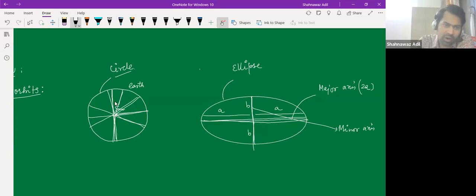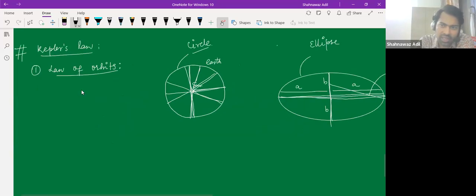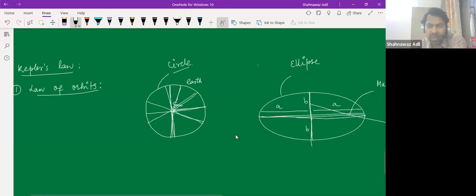And the law of orbits says that the planet will move in an elliptical orbit. So they will not follow the circular orbit, but the planets, let's say Earth, will follow this elliptical path. So that is the law of orbits.